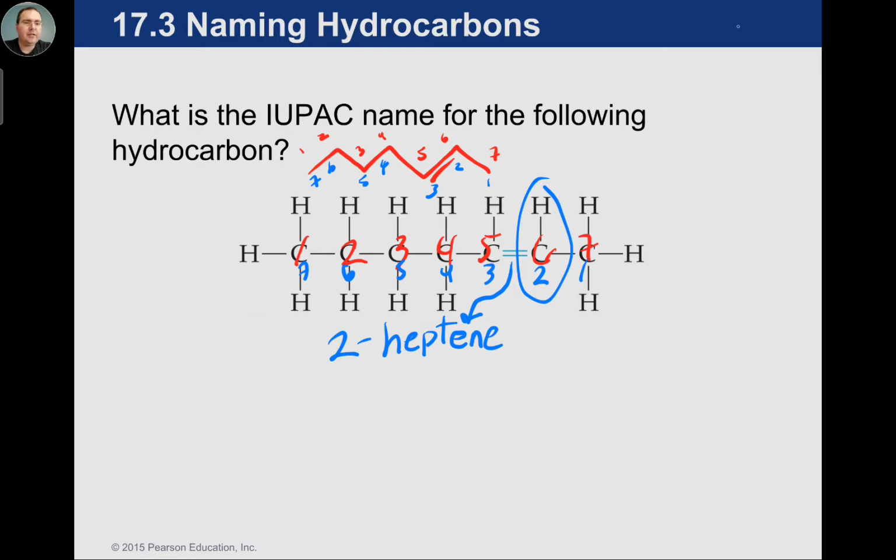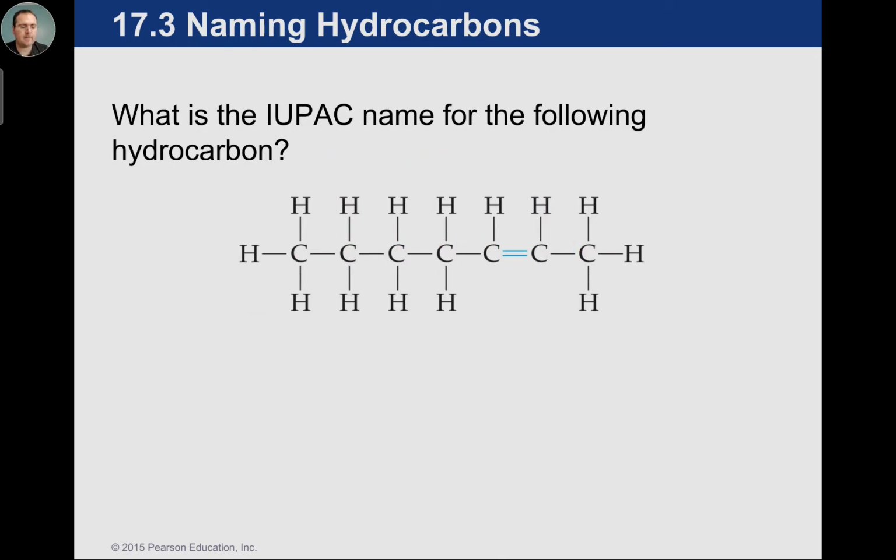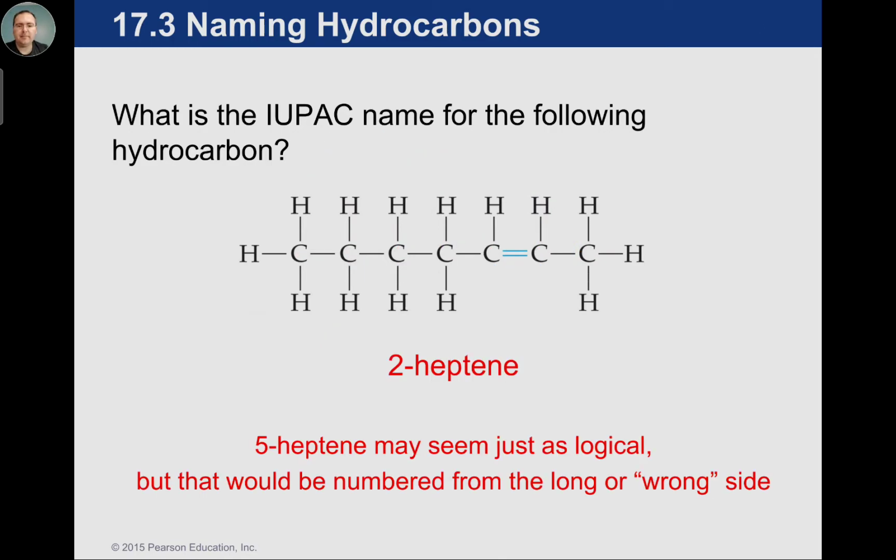So as we look at this name, because it'll probably be present in most homework kinds of questions, realize that the ene has to have a location, and that's the number. Numbers are always locations. Ene represents double bond, so it's basically saying look for the double bond to be on the second carbon of 7 carbons total. And that's an easy way to recognize and check some of your work. So 2-heptene. So 5-heptene is a choice. It's just a wrong choice because it's numbered from the long side, which is, in our case, the wrong side.